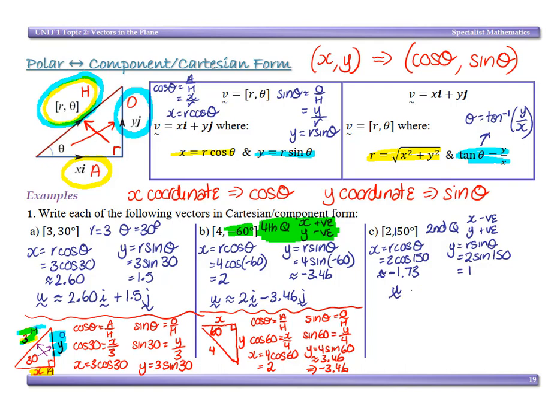So that means in Cartesian form, our u is approximately negative 1.73i plus j.